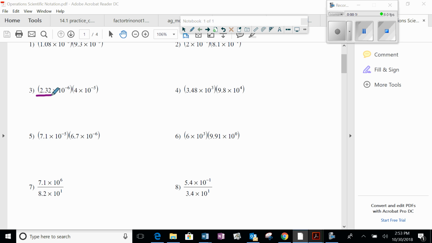2.32 times the number 4. Go ahead, think. 9.28. And what do we do to the exponents when we're multiplying like bases? We add them. Now be careful and make sure you are using the proper buttons because these are negative numbers.